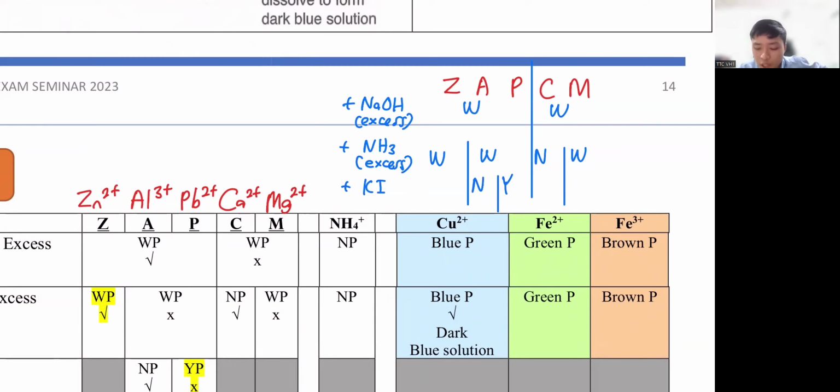Now how to remember? You remember ZAPCM. First you add NaOH, second you add NH3, third you add KI. So you remember WW, like www, then one more W. After that you get NW. There are many ways to remember: New Wing, or Norway, and this one as New Year or New York. As long as you can remember an easy one. So WW Norway New York, or New Wing New Year, whatever. After that you add the KI.